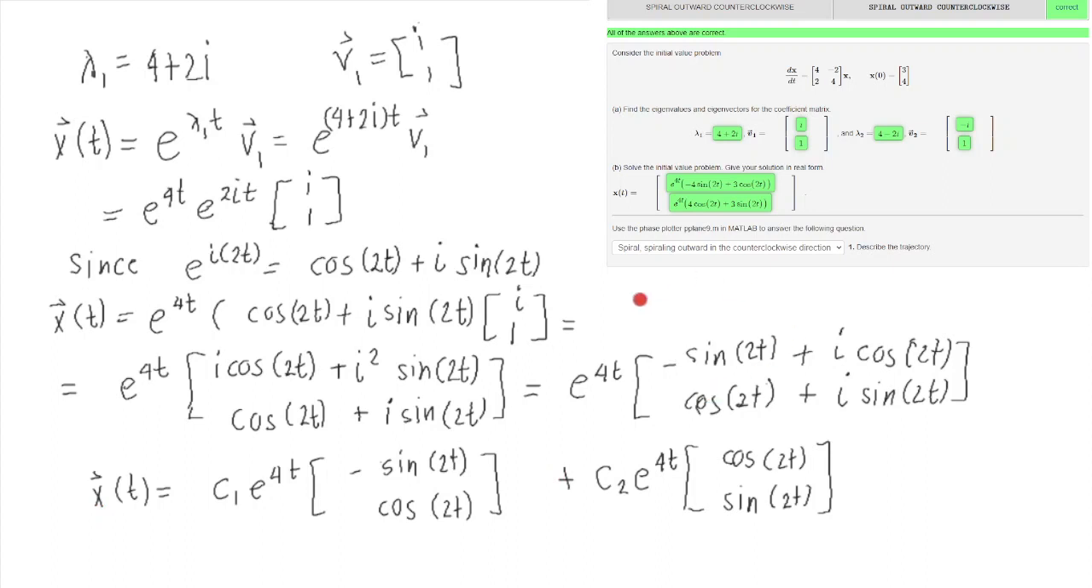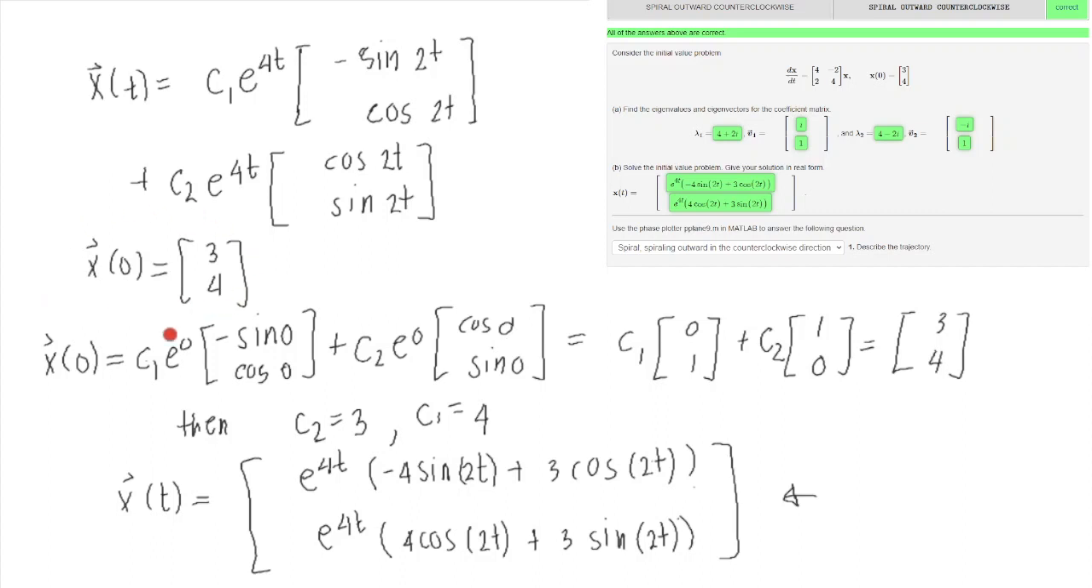We just get these terms here and put constant term c1 e to the 4t times (negative sine 2t, cosine 2t). This negative sine 2t is from here and cosine 2t is from here. Also, we can write plus c2 times e to the 4t times (cosine 2t, sine 2t). We just remove the i, the imaginary number there. And let's solve for c1 and c2 given our initial condition.